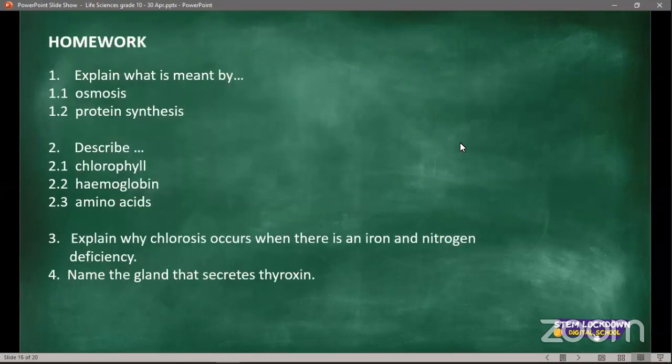Okay. Now, homework for you guys. This is your homework for the long weekend. Number 1, explain what is meant by osmosis and protein synthesis. Number 2, describe chlorophyll, hemoglobin, and amino acids.